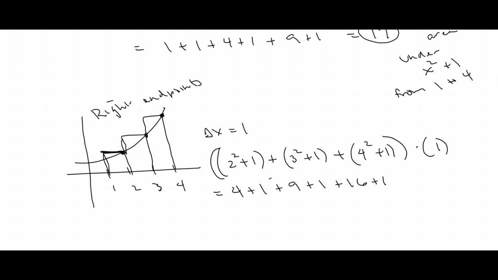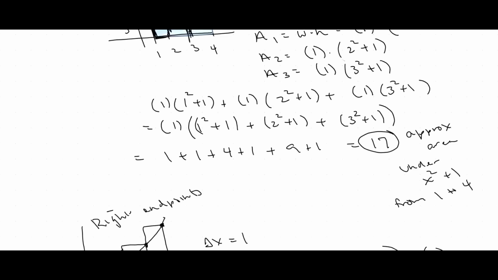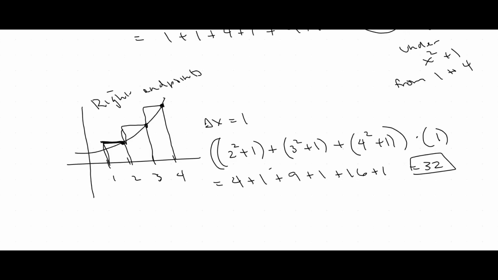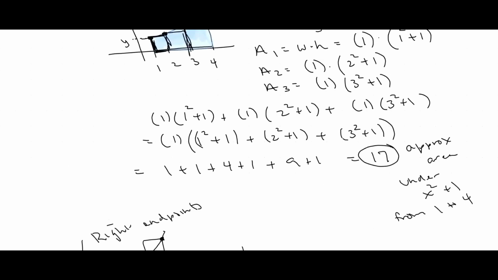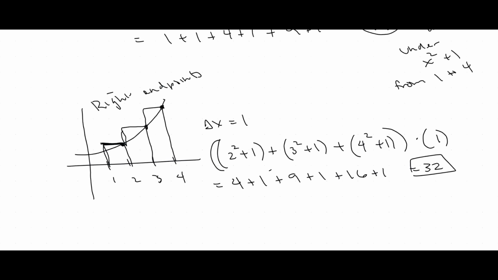So I'm going to get, let's see, 16, 20, 29, 30, 31, 32. So 32. And so you can see that one's going to be greater and one's going to be less, because this is still an approximation, but it's just an overestimate.